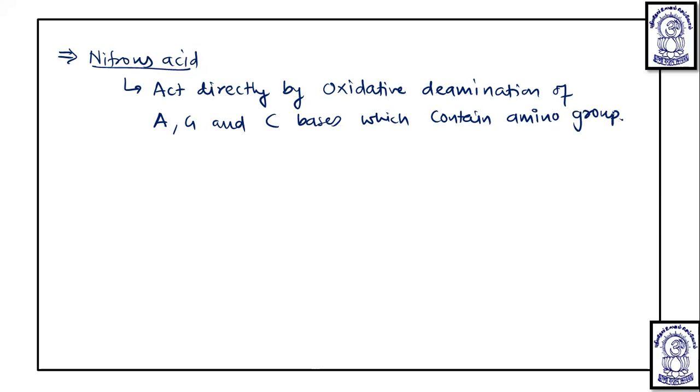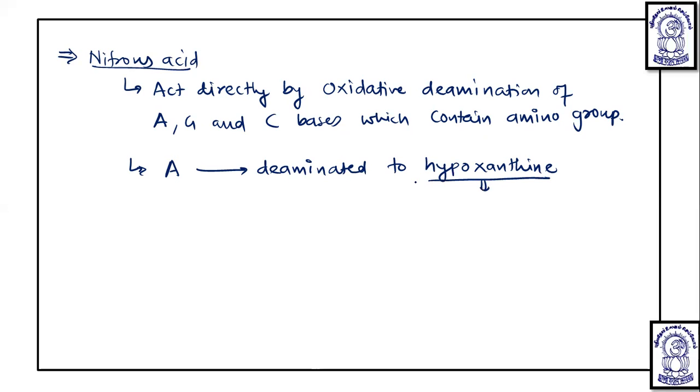Okay, so this amino containing group undergoes oxidative deamination, meaning the amino group is removed. In this, adenine is deaminated to hypoxanthine. And this hypoxanthine, if you talk, is complementary to cytosine.